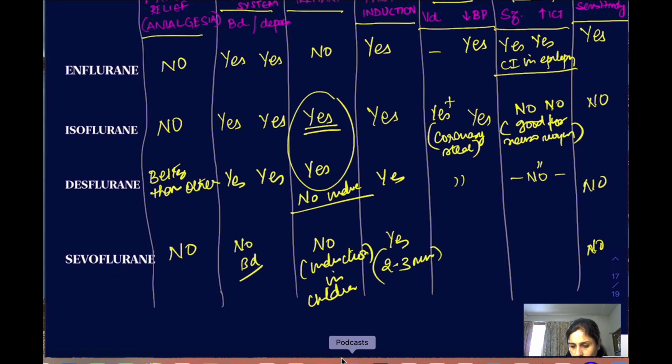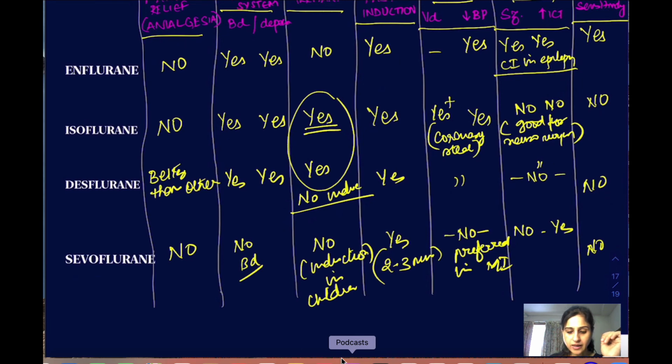In the cardiovascular system, where it decreases the BP, actually there is no problem with it as such. So it is also preferred in cardiac surgeries, in patients who have myocardial infarction, that kind of thing. And whether it causes seizures, no, but it can increase the ICT. So it is not a very good drug there. It doesn't cause seizures, so you can use it in epilepsy, but it can raise the intracranial tension. So these are the salient features of all of them.